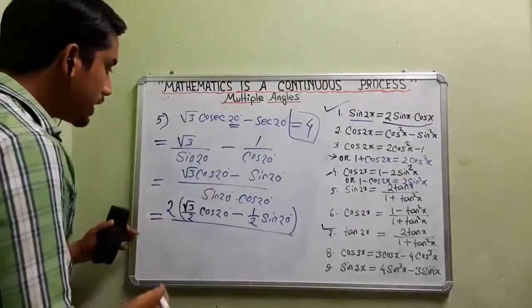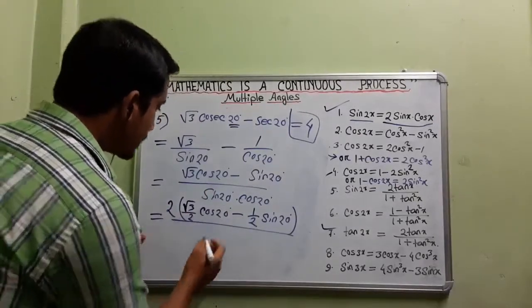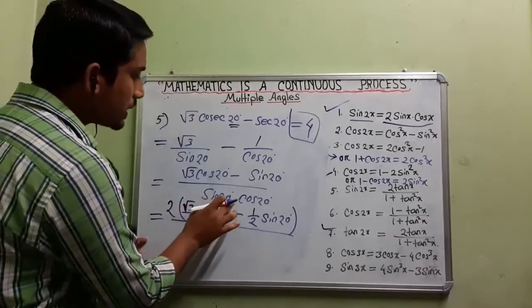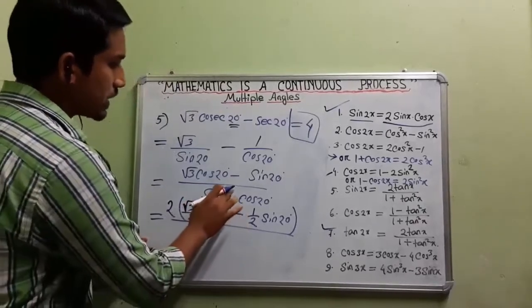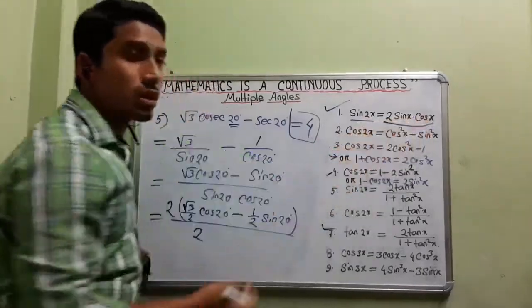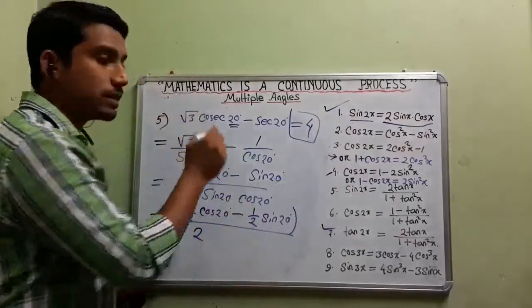In the denominator, what do you need? Tell me. In the denominator you need 1/2, because you see sine 20 into cos 20, sine theta into cos theta. That one we can write as sine 2 theta again.